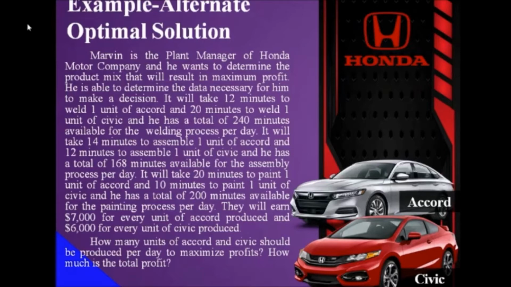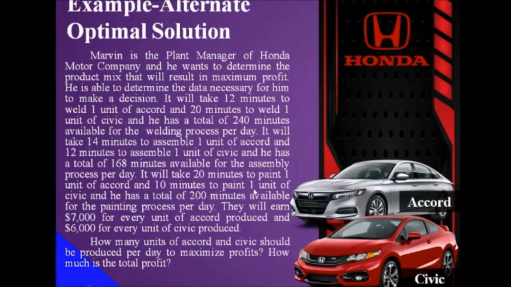So the question is, how many units of Accord and Civic should be produced per day to maximize profits, and how much is the total profit? So basically, we have 2 products that need to be produced, the Accord and the Civic. And to be able, based on the problem, to produce those 2 products, we have 3 major processes, which are the welding process, and the second one is the assembly process, and the last one, the painting process.